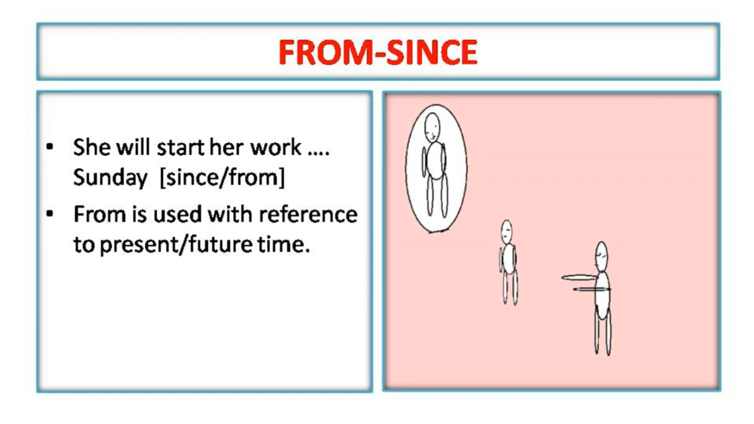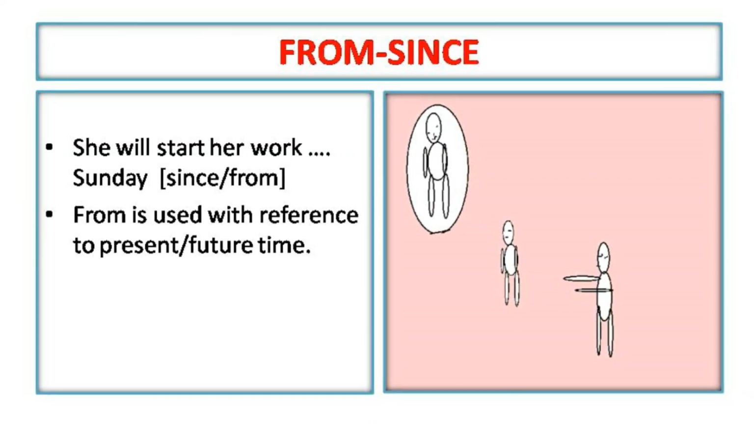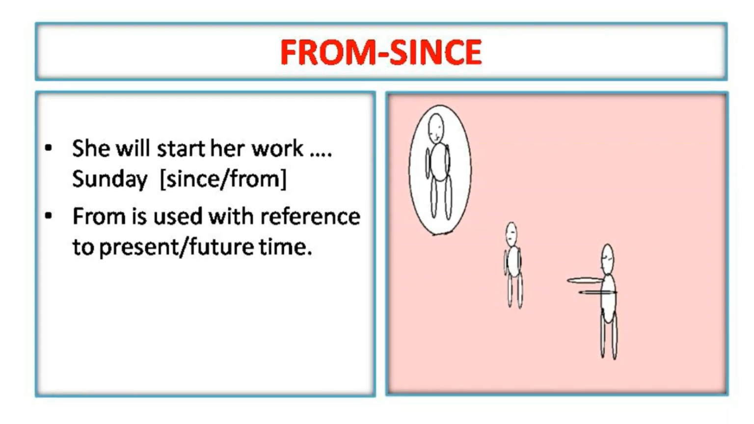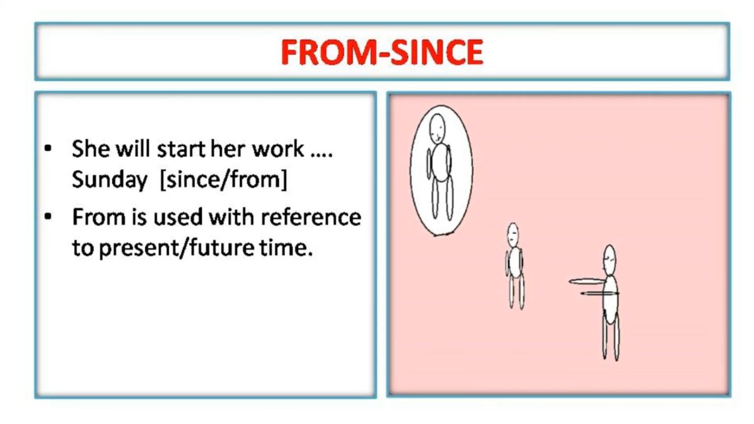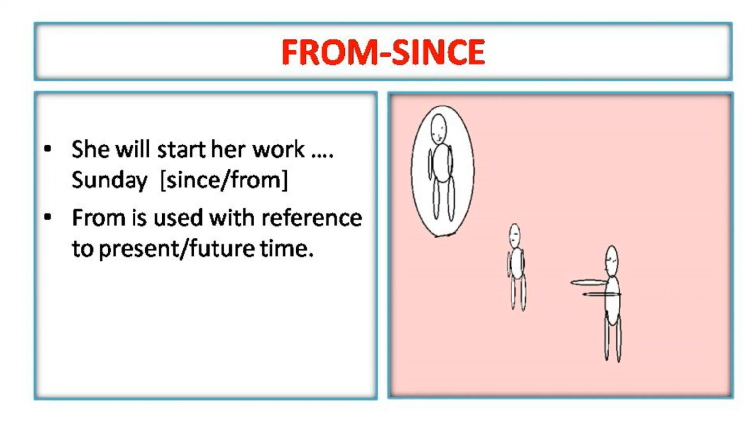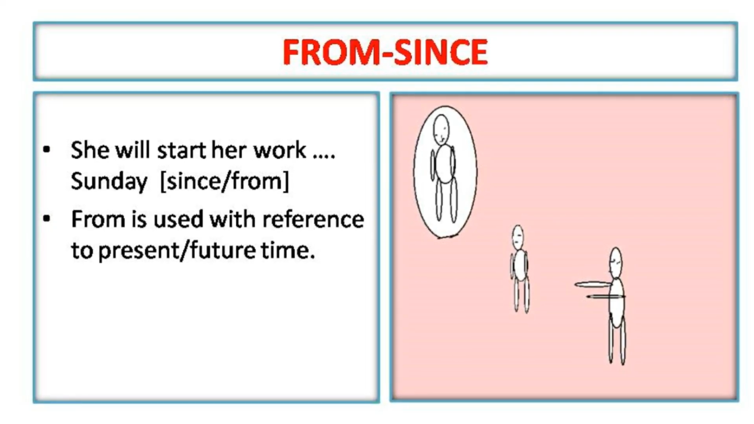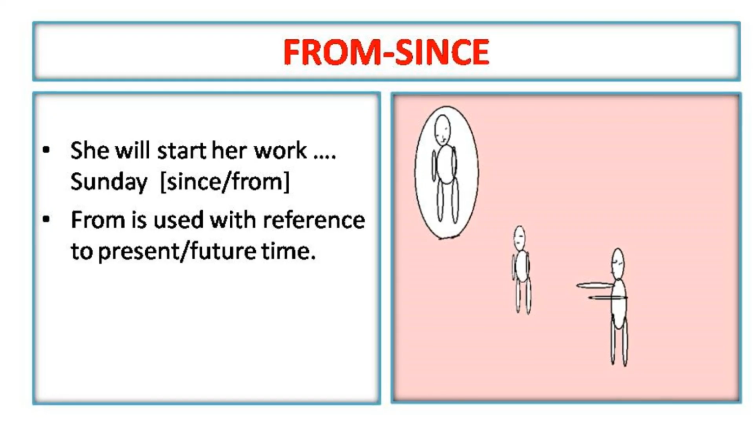From or since. She will start her work dash Sunday, since Sunday or from Sunday. From Sunday. From is used with reference to present or future time.